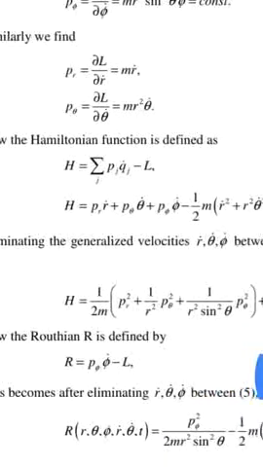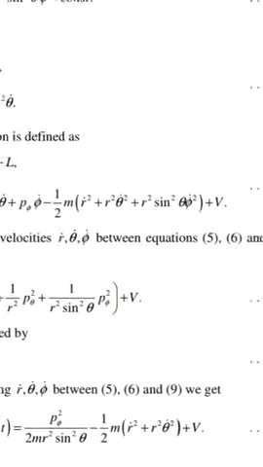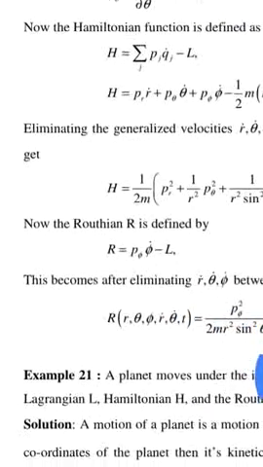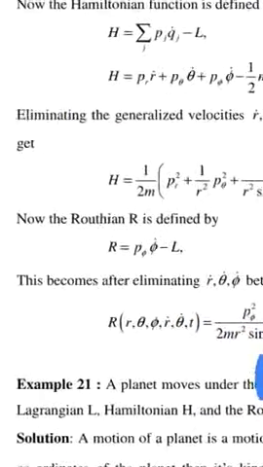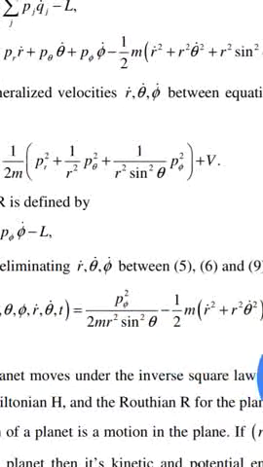Eliminating the generalized velocities r dot, theta dot, phi dot between equations 5, 6 and 7, we get H is equal to 1 by 2 m (p r square plus 1 by r square p theta square plus 1 by r square sin square theta p phi square) plus V.